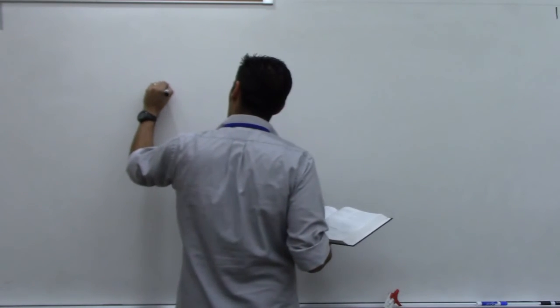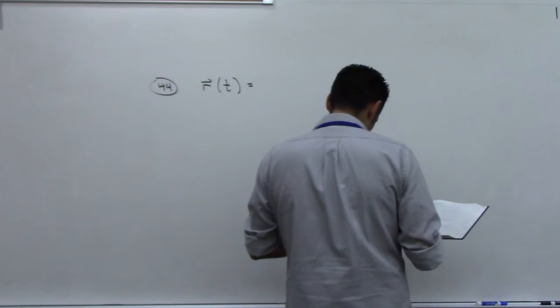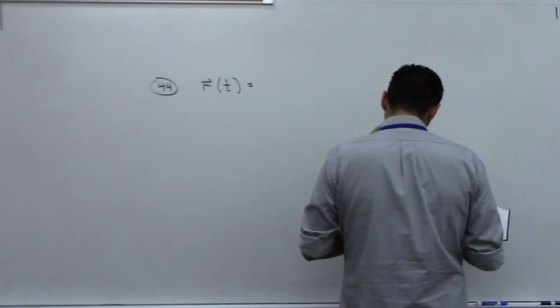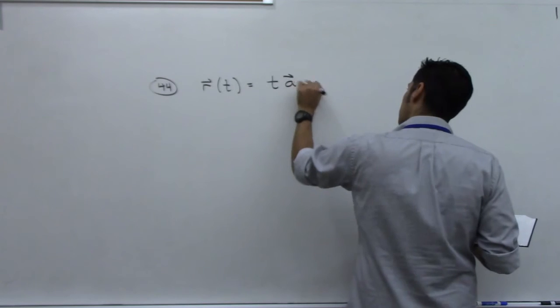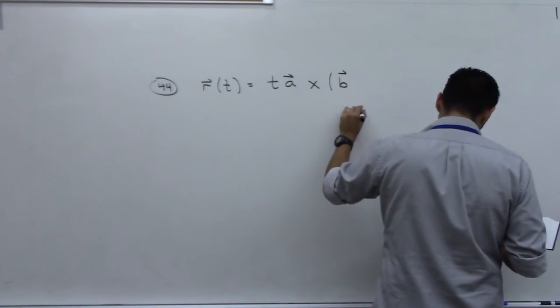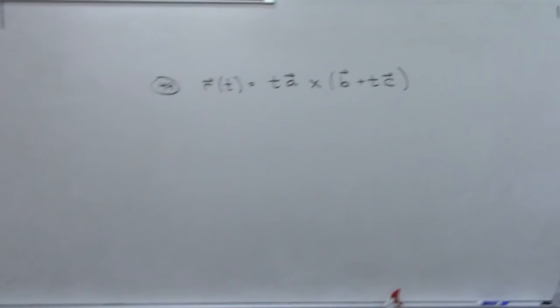I thought 44 looked interesting. So it says 44. r of t equals t times the vector A crossed with the vector B plus t times the vector C. And this is weird because they don't tell you what the vector A, what the vector B, and what the vector C is at all. But we know it's a vector, right? So all we're using is properties of cross products here.